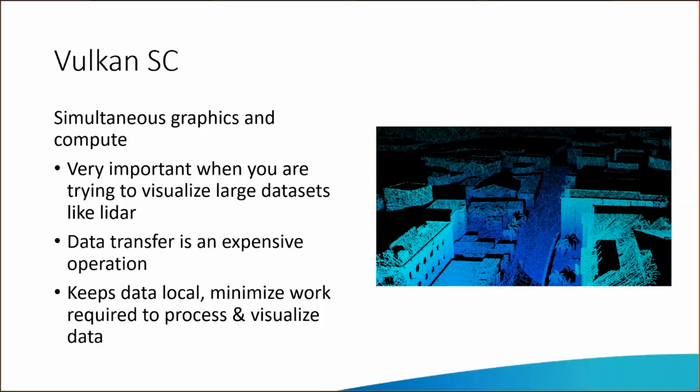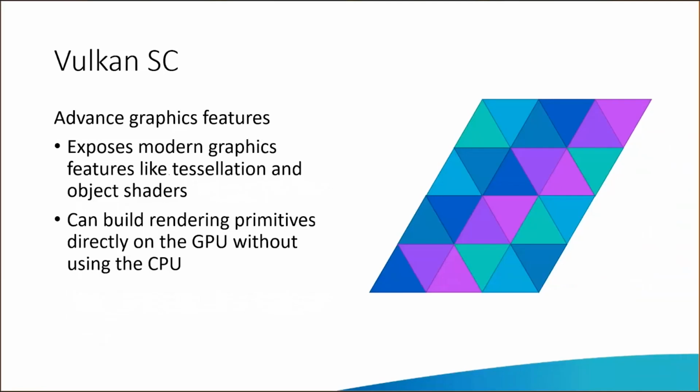The other thing that comes into play with advanced graphics features is things like tessellation and object shaders. And the idea behind these technologies is that the GPU can actually build up the rendering primitives we want to show itself. So it can build up the points, lines, and triangles that we want to show without having input from the CPU. The CPU can just point it at a data buffer, and then the GPU can go look over that data buffer and build these, for example, triangles that we want to render. So it eliminates any kind of copying between the CPU and GPU to set up these rendering primitives. That really covers what I want to talk about Vulkan Safety Critical.